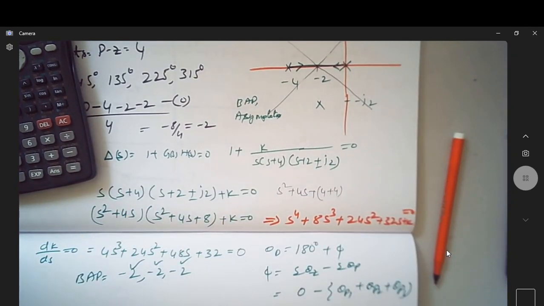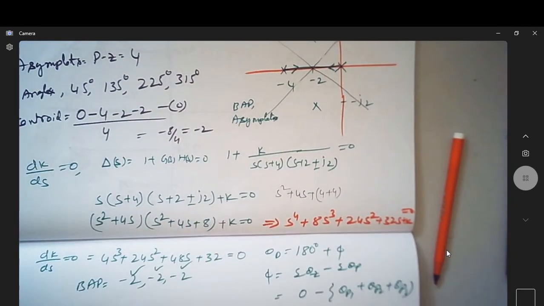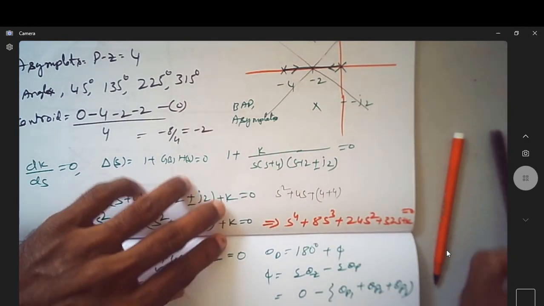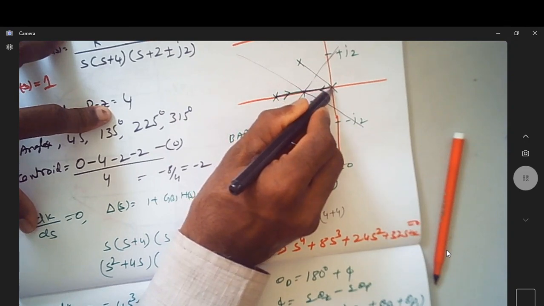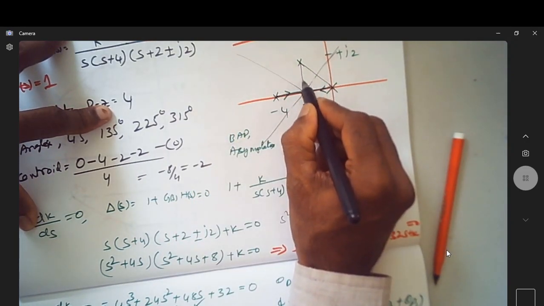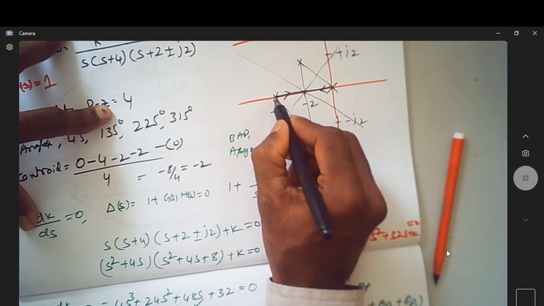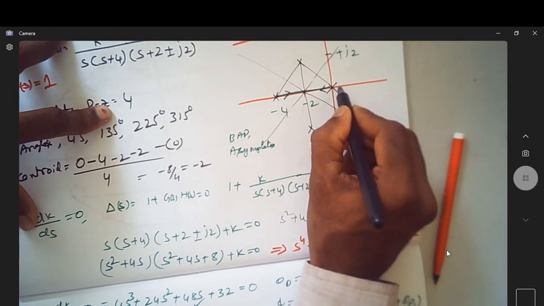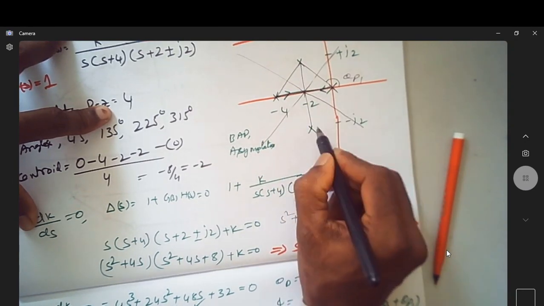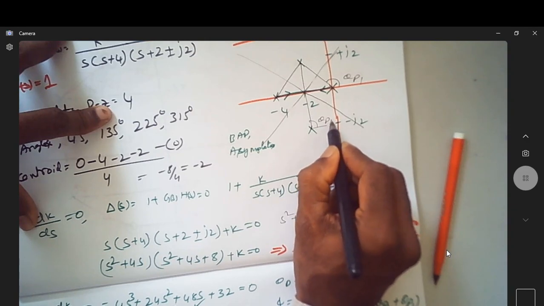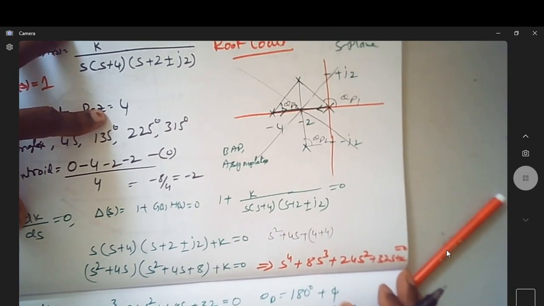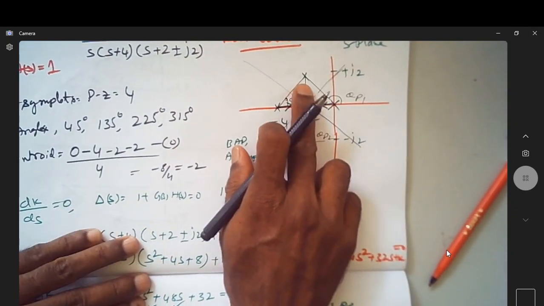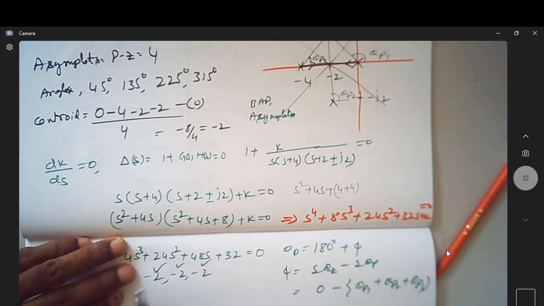So let me approximately draw the lines here. This is the line joining this pole to this and this to this. So let me call these theta P1, theta P2, and this is theta P3. These are the three poles which are joining to this one.